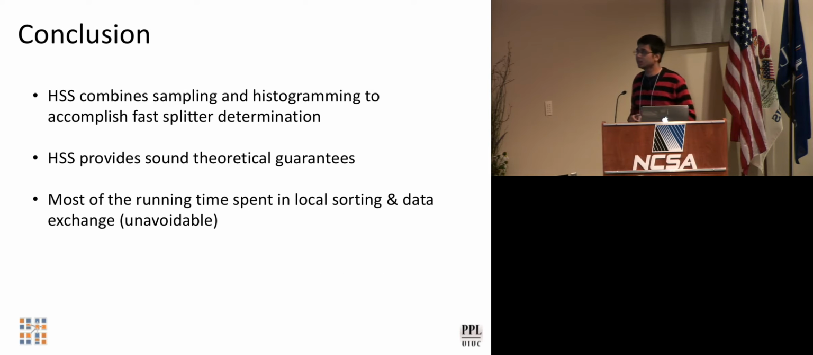So in conclusion, HSS combines sampling and histogramming to accomplish fast splitter determination, and so in a way it's the best of both sample sort and histogram sort. It has very sound theoretical guarantees, and that's an important contribution of our work. And from our experiments, we realized that most of the running time is spent in local sorting and data exchange, which are unavoidable costs in any algorithm.